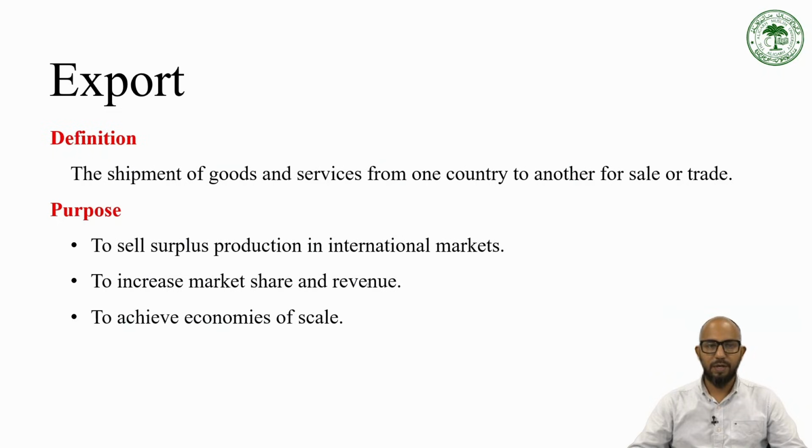The first one is to sell surplus production in the international market. At times it happens that a country is self-sufficient in a particular product or service and there is abundance. Now what to do with that abundance of goods or services? The only reason is to sell it in the international market. That is why exports become an important element in international trade.